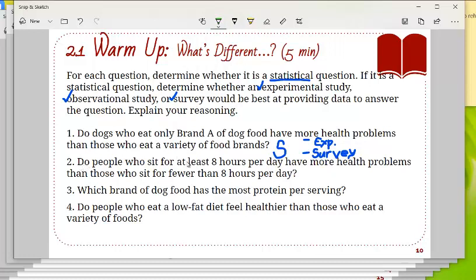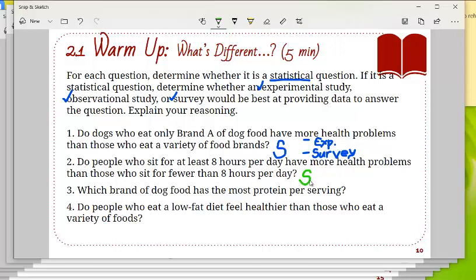Question 2. Do people who sit for at least 8 hours per day have more health problems than those who sit for fewer than 8 hours per day? Let's see, there's no right and wrong answer to this. This is a statistical question, something I can gather data on and probably see a little variety in my answers.